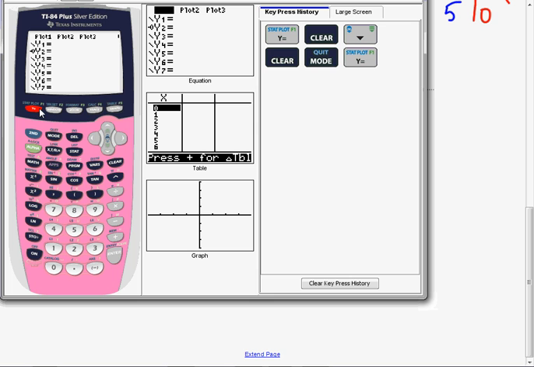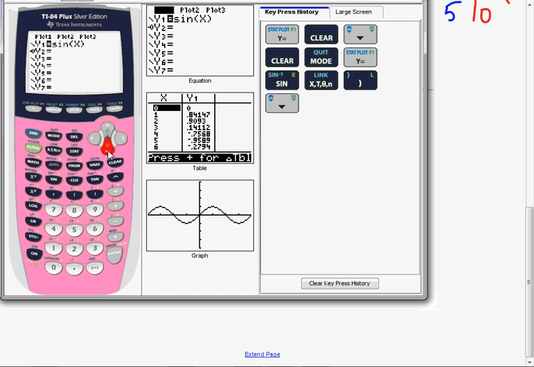Okay, so in y1, I'm going to put in the sine function. Okay, in y2, I want that n derived. Do you guys remember where that is? Math. This little arrow here by 7 says, there's more.